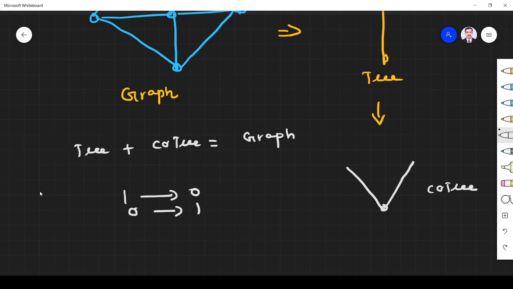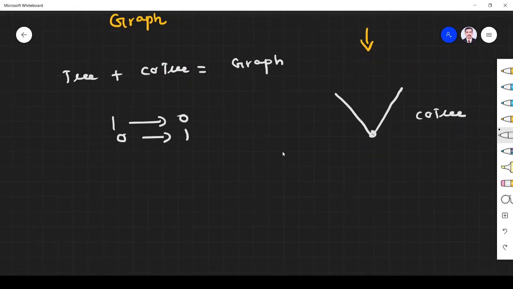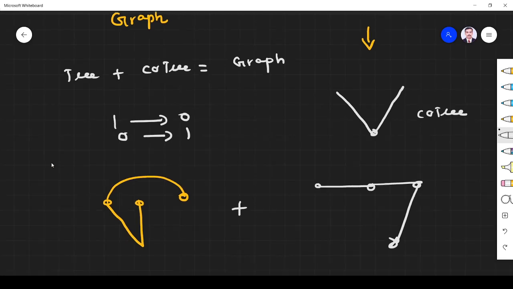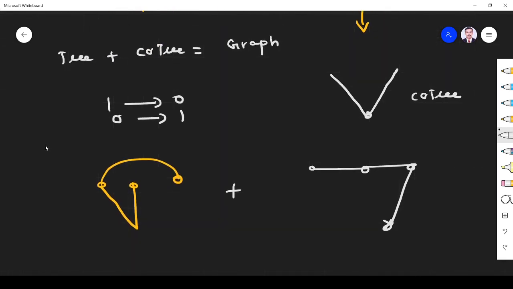Right? So suppose we draw the tree like this. For this graph, we can draw a tree like this also. So now what is the co-tree? Now the co-tree is like this. This is one branch, this is another branch, and this is the co-tree. Yes or no? If you connect these two, this one plus this one will give the original graph. So this is the tree, this is the co-tree. So the co-tree is drawn for a tree, not for a graph. Please understand it.